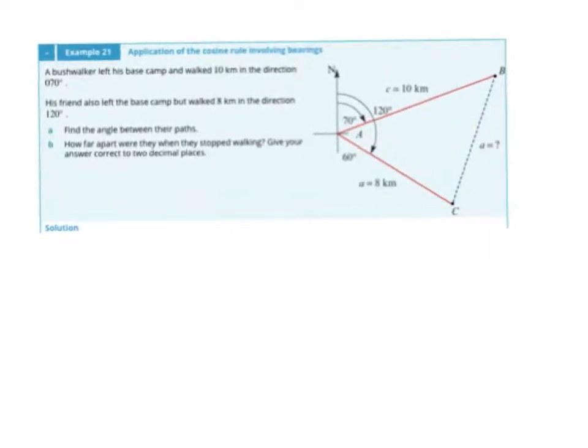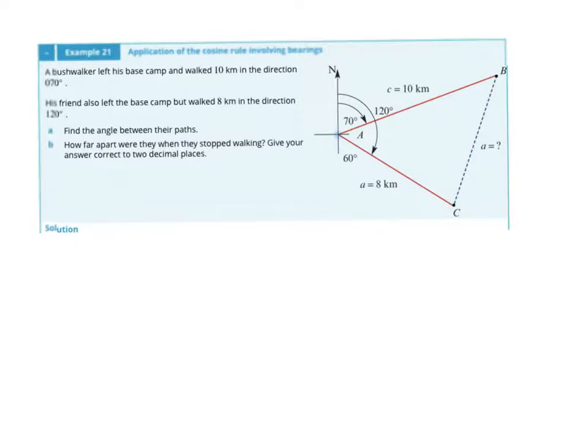And this is where you might get asked the bearing question. So a bushwalker left base camp and walked 10 kilometres in the direction of 70 degrees. So remember when I said when you start, so this was the start, and you draw your compass. If he's walking on a bearing of 70 degrees, that means you go from north and you go until you hit 70 degrees. So that's why they're saying that. And he walked on that bearing out 10 kilometres.